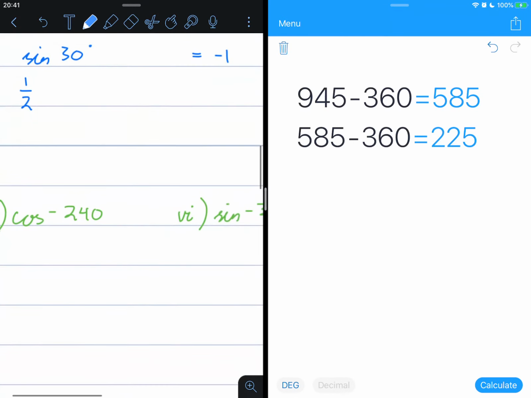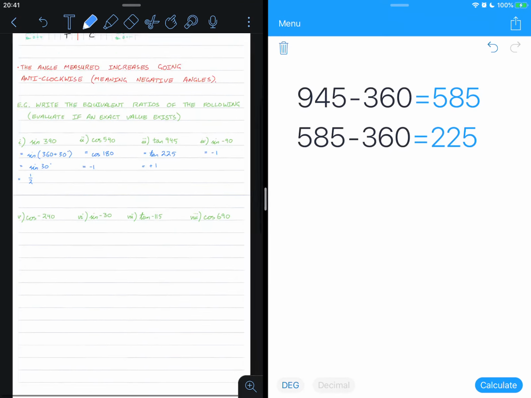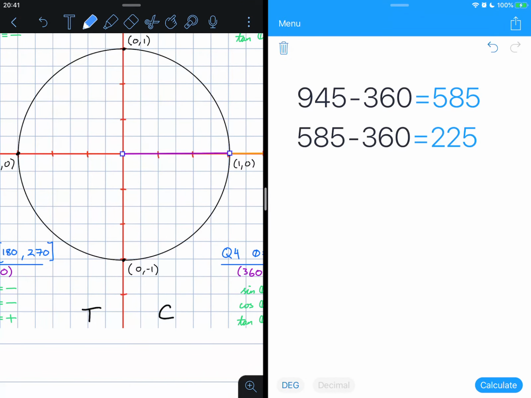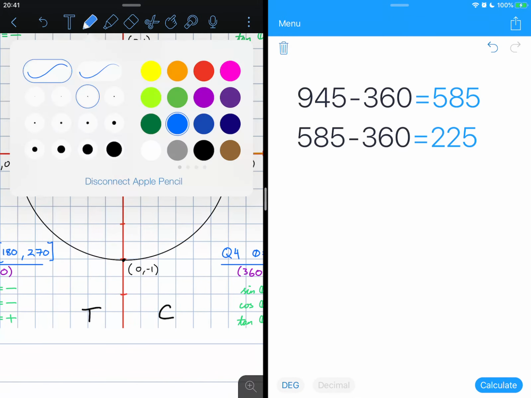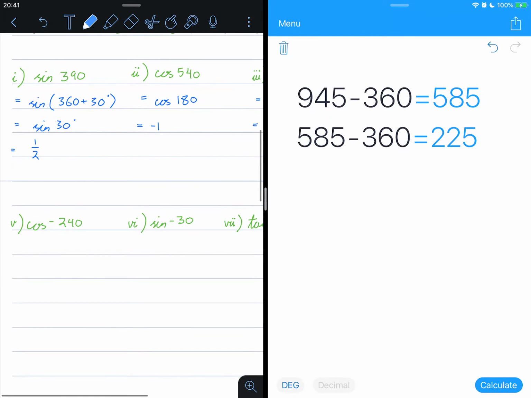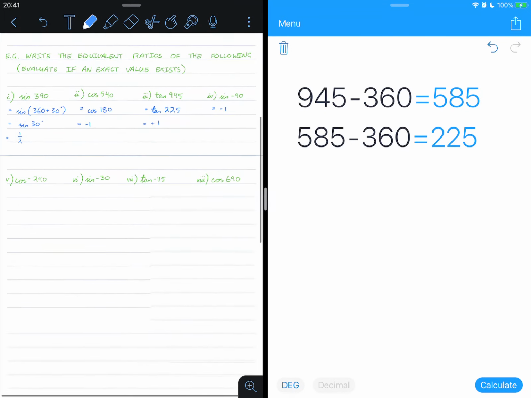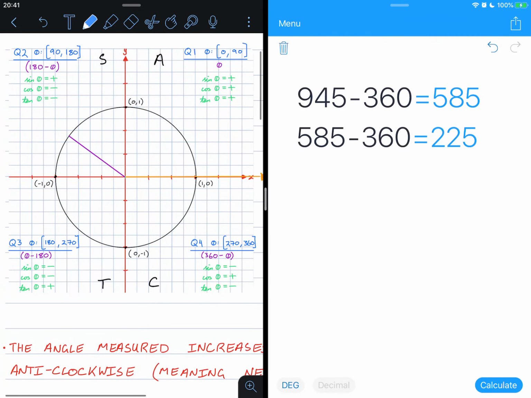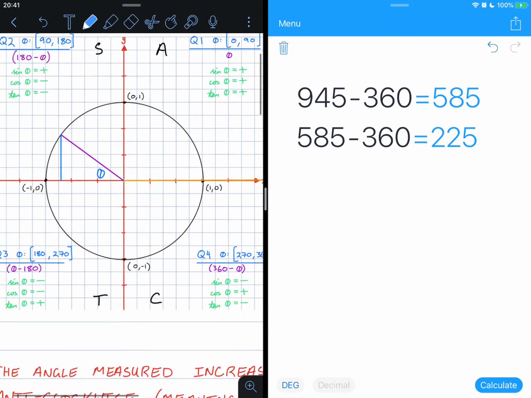Cos of -240. Let's think about this one. Here's -90, -180, and -240 will be somewhere here. So -240 is actually, let's think about this again. -240 is in the second quadrant. Let's figure out what this angle is here.